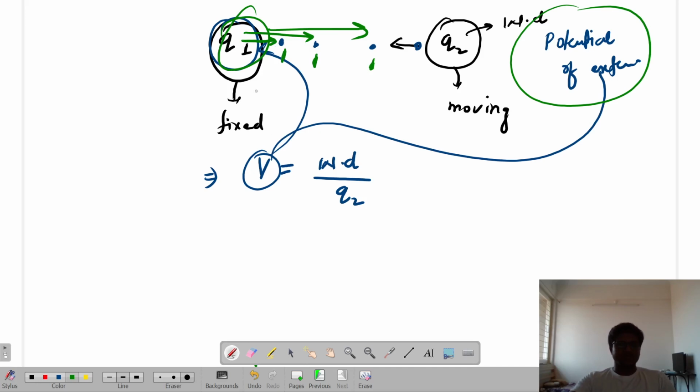And if the interaction is interrelated, then this potential should also be interrelated. Are you able to get me? So this potential represents the potential of Q1 and also the potential of the external agency. Is that clear?